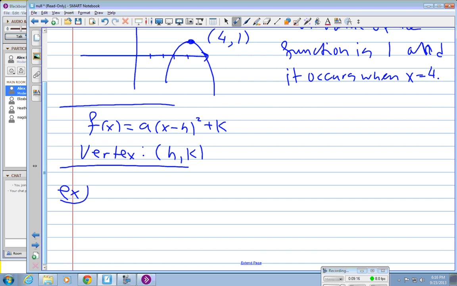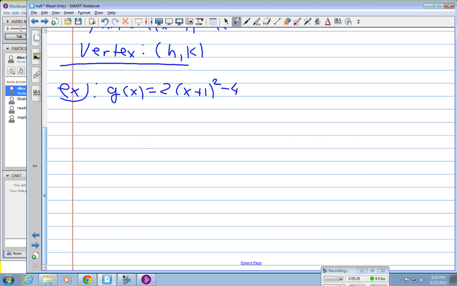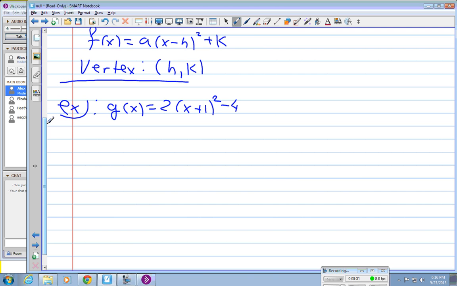Let's try it again. If I give you this example, g of x equals 2 times x plus 1 squared minus 4, I know the vertex without doing much work, right? What is the vertex? Negative 1, negative 4. Because to graph this parabola, you have to shift 1 unit to the left and 4 units down. Will that be a maximum or a minimum? Minimum. So actually this will be the minimum.